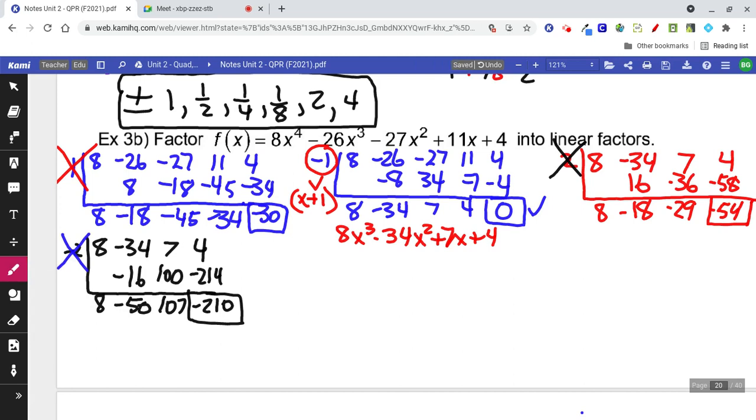Okay. I wouldn't recommend trying the fractions. Remember, 1/2, 1/4, 1/8 could possibly work. I just think they're harder to use. So I always try the integer numbers first if I can. 2 doesn't work. Negative 2 doesn't work. Maybe 4 works. Let's try 4.